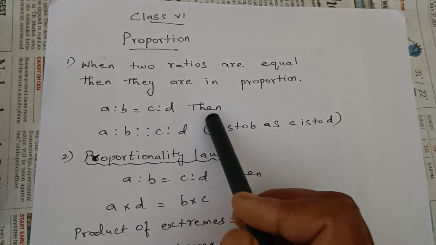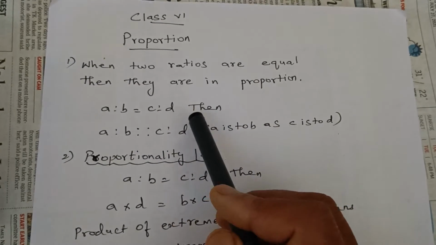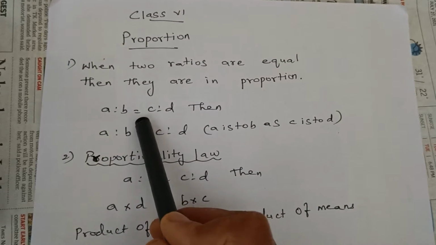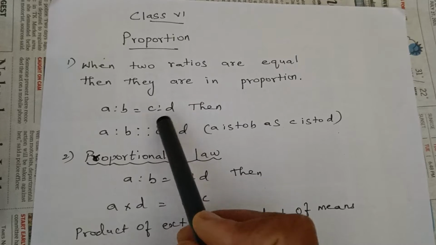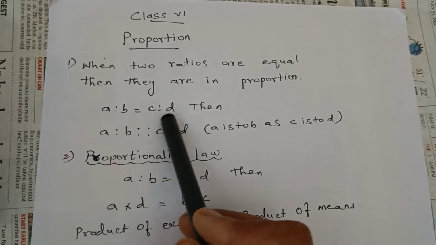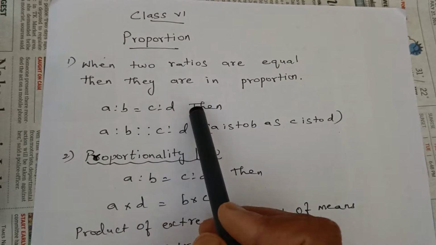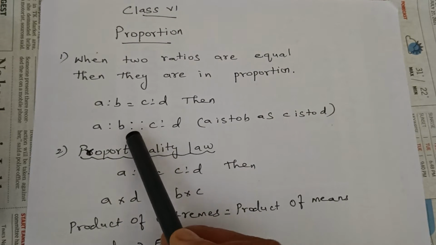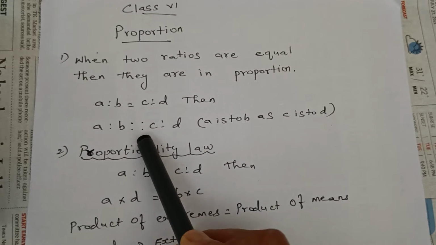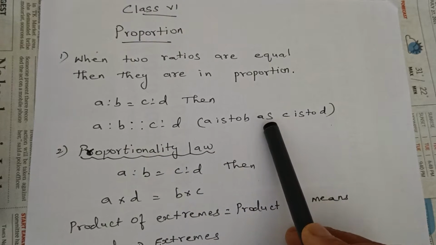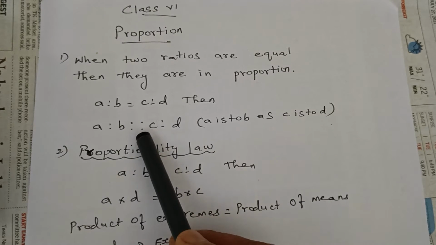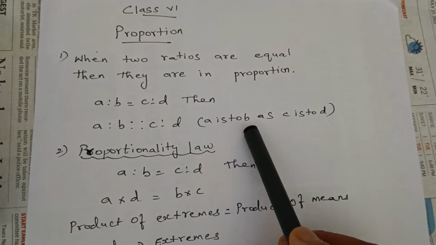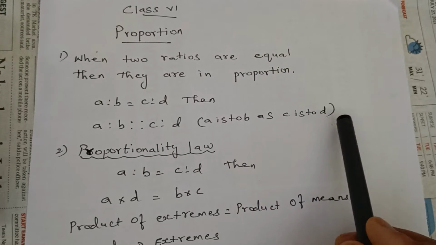The equality of two ratios is said to be a proportion. Suppose A is to B is equal to C is to D, then we say these two ratios are in proportion and we write it like this: A is to B, we put 4 dots, C is to D. We read it as A is to B as C is to D. This is how we read the proportion.